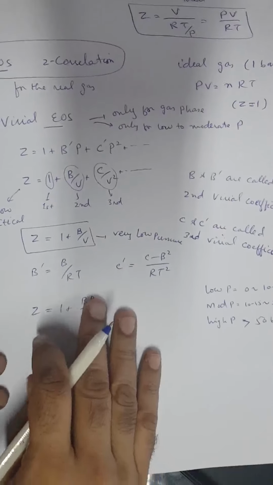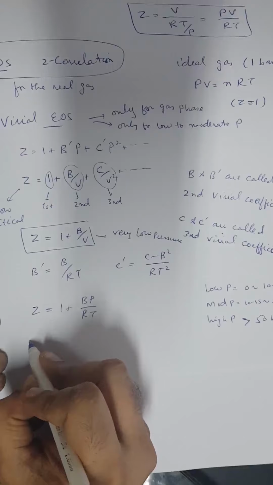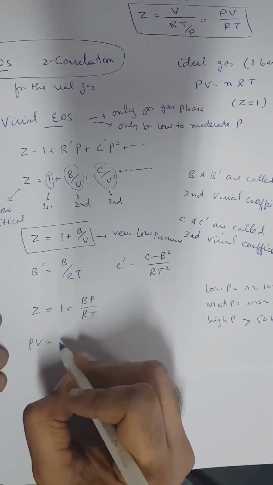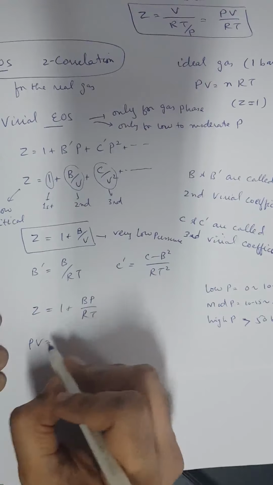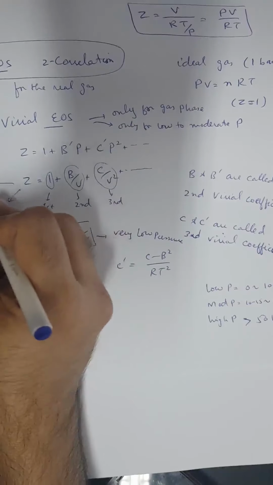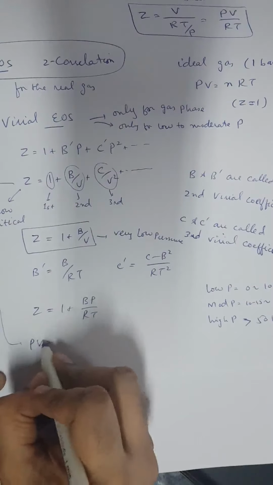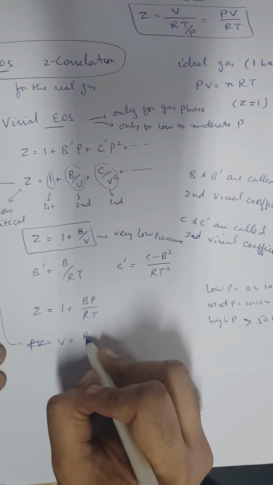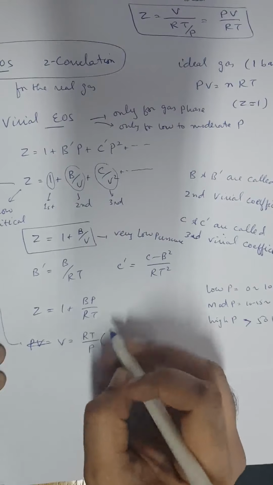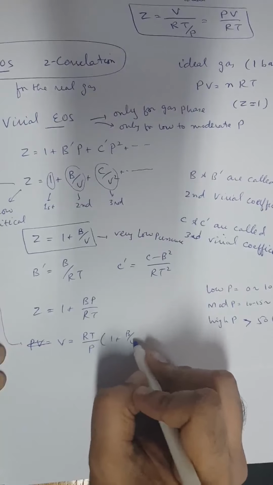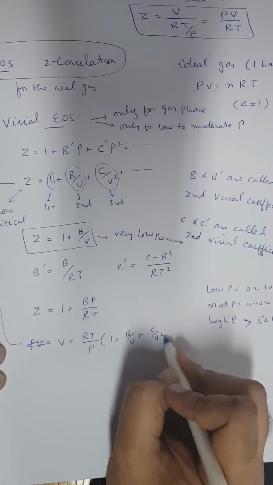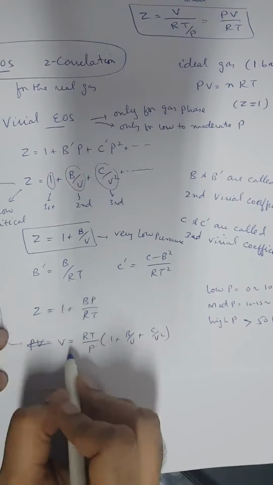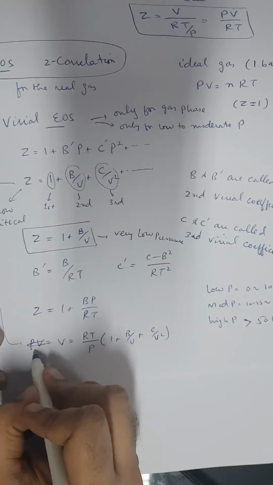So this equation can also be written in terms of PV equal to RT. We can say this equation can also be written as V is equal to RT over P, 1 plus B over V plus C over V squared. We can replace the Z by PV over RT.